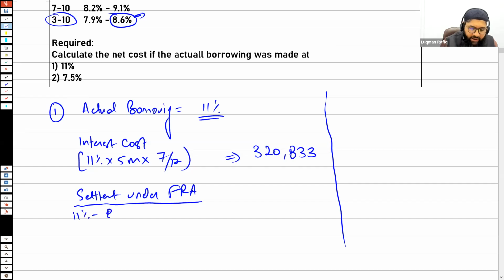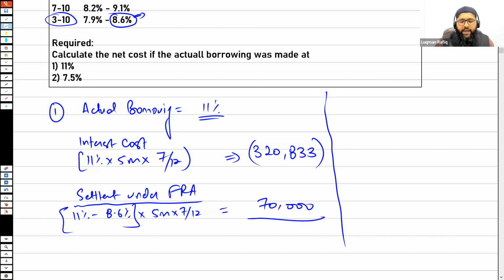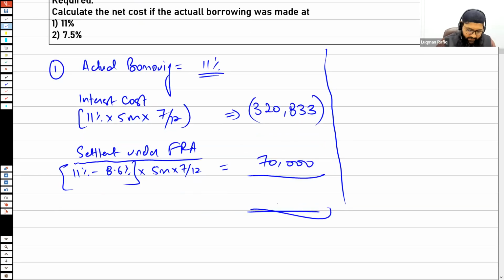So 11% minus 8.6%, multiply 5, multiply 7 upon 12. We have actually paid extra. So we are going to receive this amount. Hence, resultingly, what would happen is you will end up getting 250,833 as the net cost.